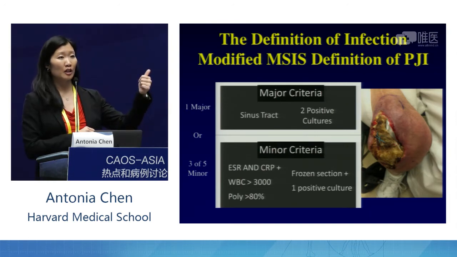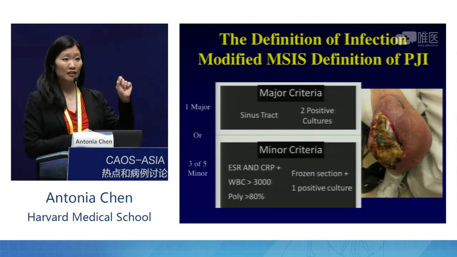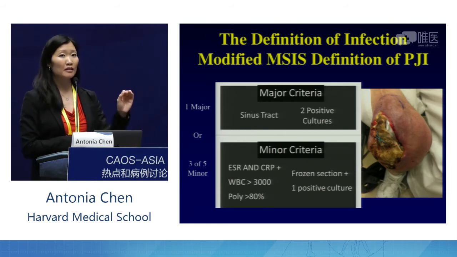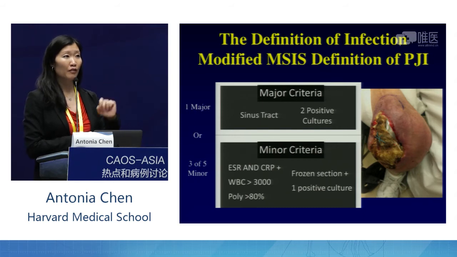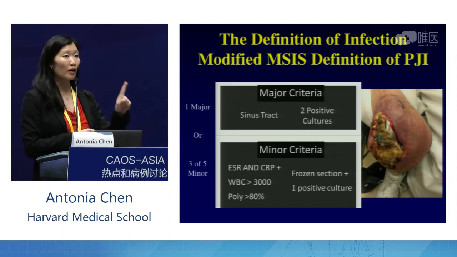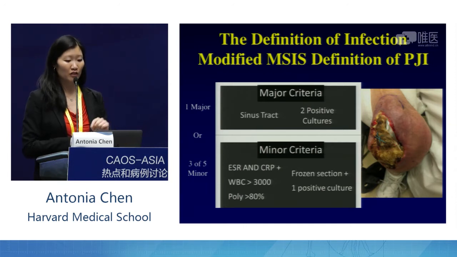So ESR and CRP are high. Remember, it's ESR and CRP, not just one, but both. White blood cell in the synovial fluid, above 3,000. Polymorphonuclear cells in the synovial fluid, greater than 80%. Positive frozen section, and 1 positive culture. So this can be before surgery.